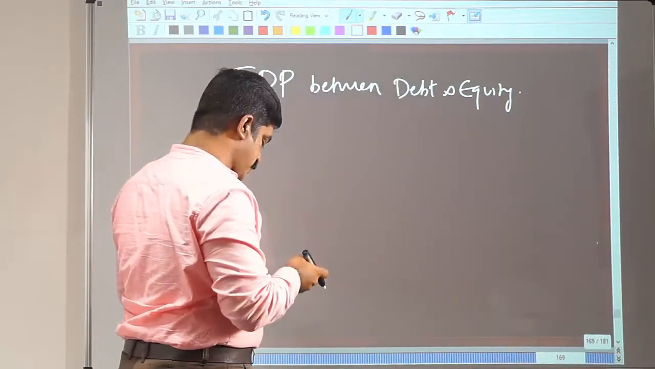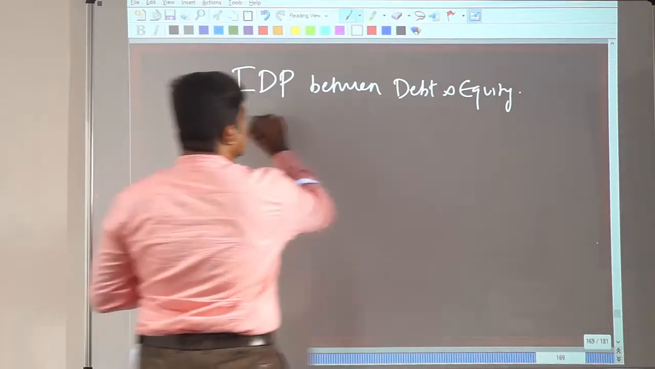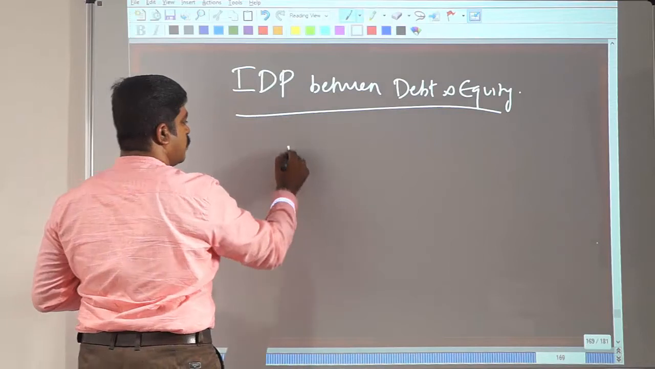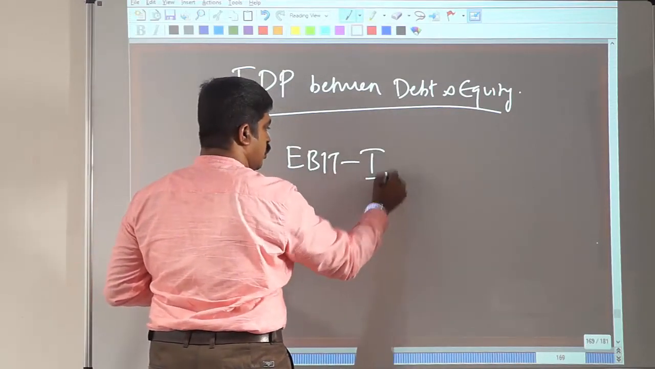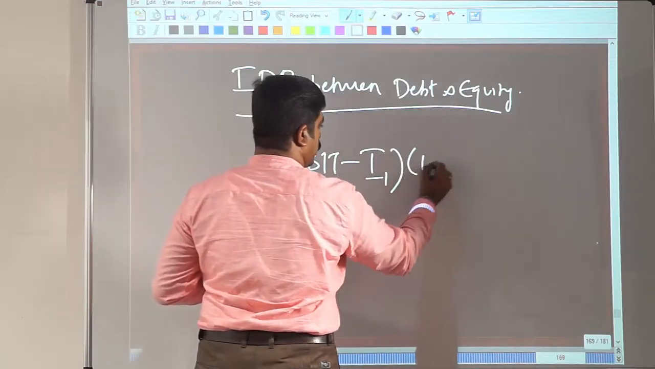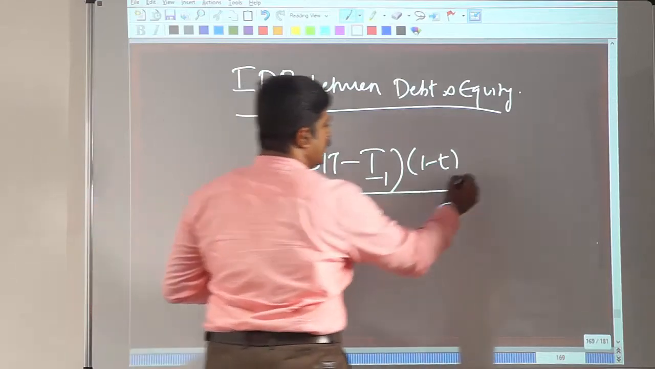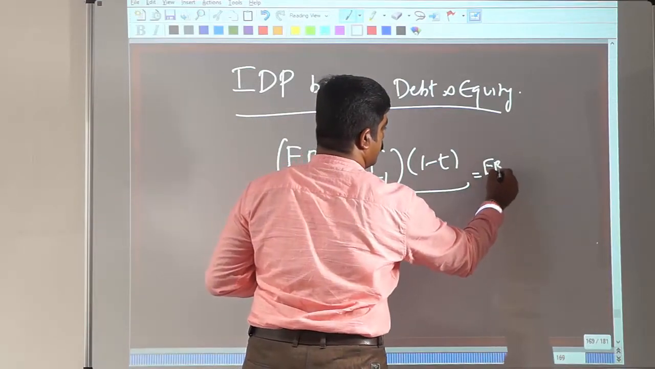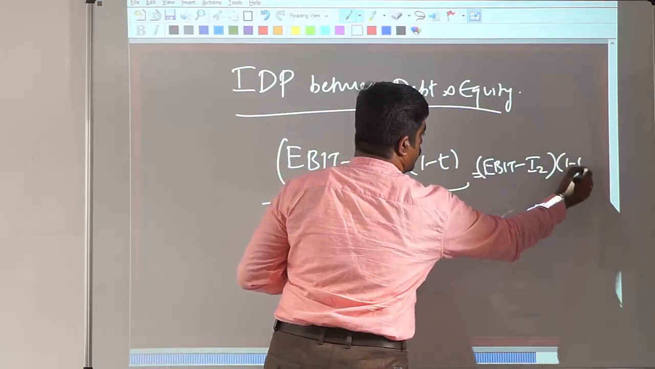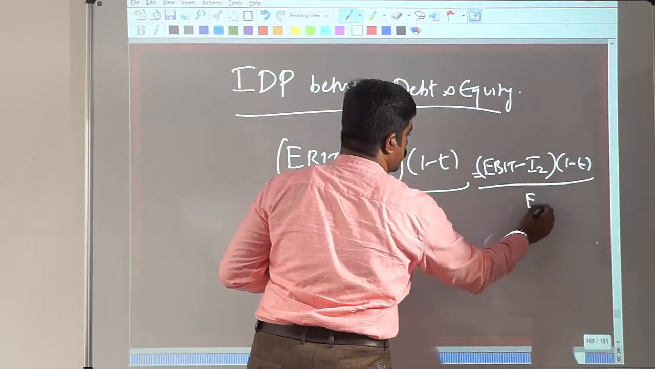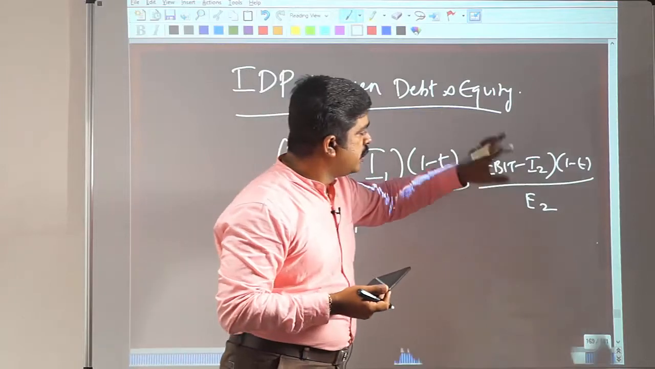What's the formula for us to find the indifference point? See, the formula for finding the indifference point is nothing but EBIT minus interest in your option 1 multiplied by 1 minus t divided by E1, and this should be equal to EBIT minus I2 multiplied by 1 minus t divided by E2. So here I'll have the equity option, and here I'll have the debt option.